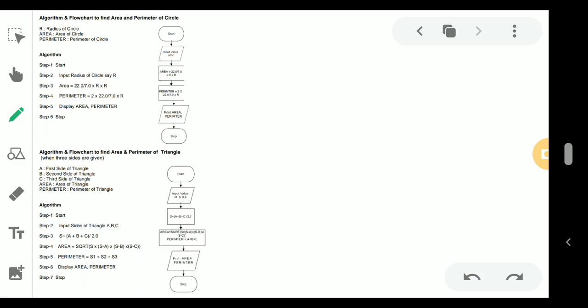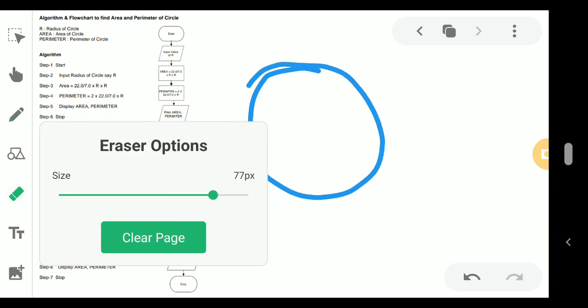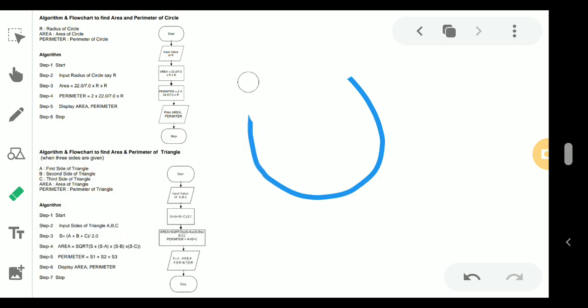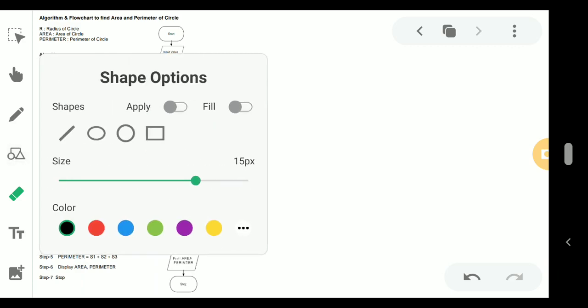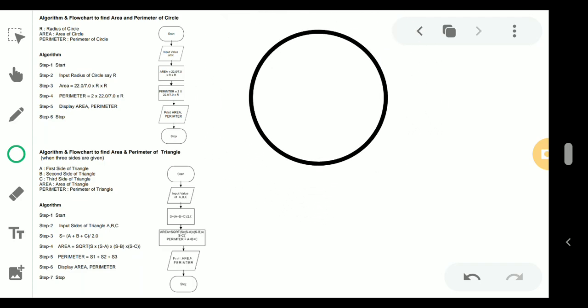For the algorithm, first we will consider the perimeter and the area of a circle. I hope the mathematics part is clear to you. I'm taking the shape of a circle. So we have to find out the perimeter of a circle and the area.